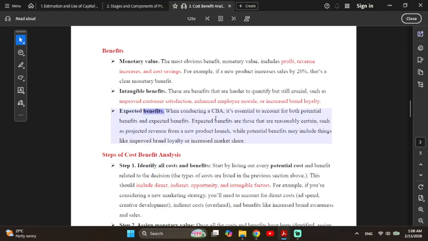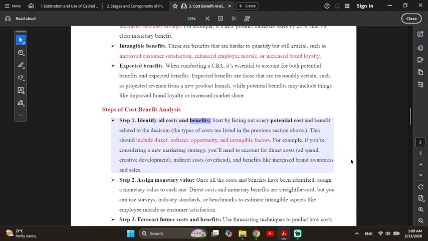Expected benefits. When conducting a CBA, it's essential to account for both potential benefits and expected benefits. Expected benefits are those that are reasonably certain, such as projected revenue from a new product launch, while potential benefits may include things like improved brand loyalty or increased market share. Steps of cost-benefit analysis. Step 1.